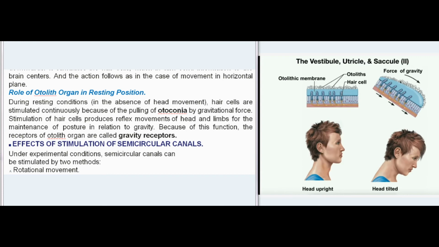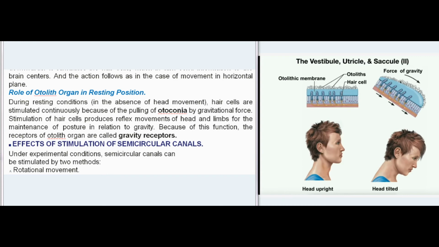Role of otolith organ in resting position. During resting conditions, in the absence of head movement, hair cells are stimulated continuously because of the pulling of otoconia by gravitational force. Stimulation of hair cells produces reflex movements of the head and limbs for the maintenance of posture in relation to gravity. Because of this function, the receptors of the otolith organ are called gravity receptors.